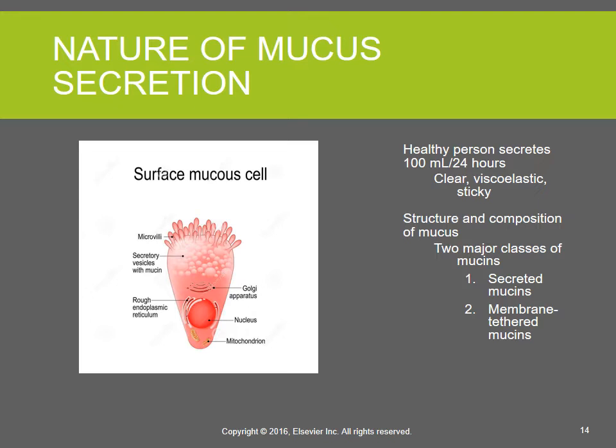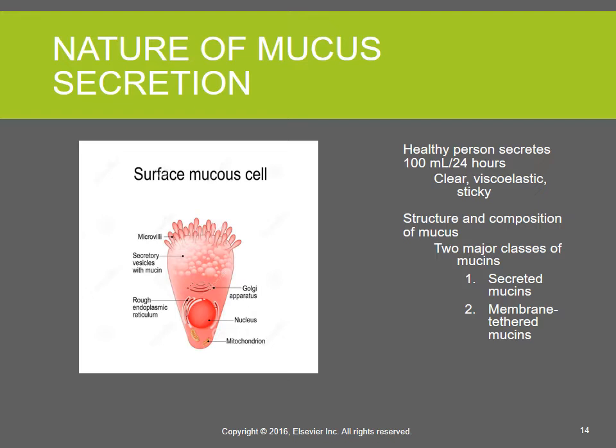So let's talk a little bit more about mucus. A healthy person is thought to produce about 100 ml of mucus every day. That's about enough to fill the palm of your hand if it's cupped. These are clear, viscoelastic, sticky secretions. Most individuals never notice that they produce or swallow these secretions.